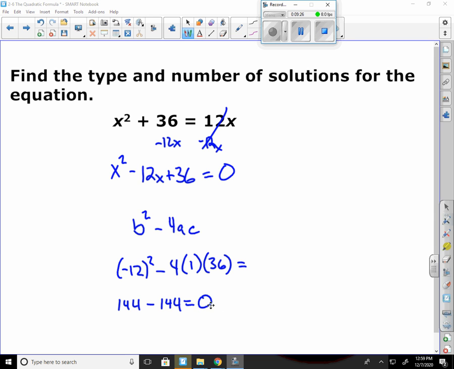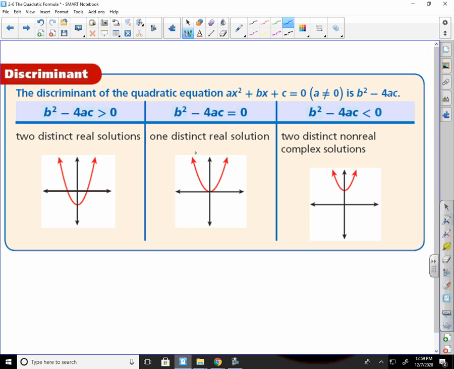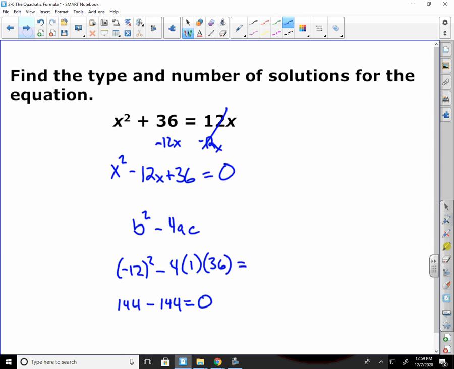Since that's 0, if I go back to my chart, I can see that means there's going to be one distinct real solution. And that's my answer.